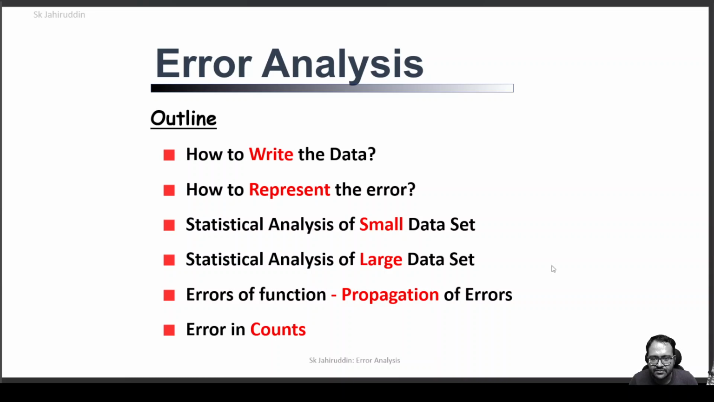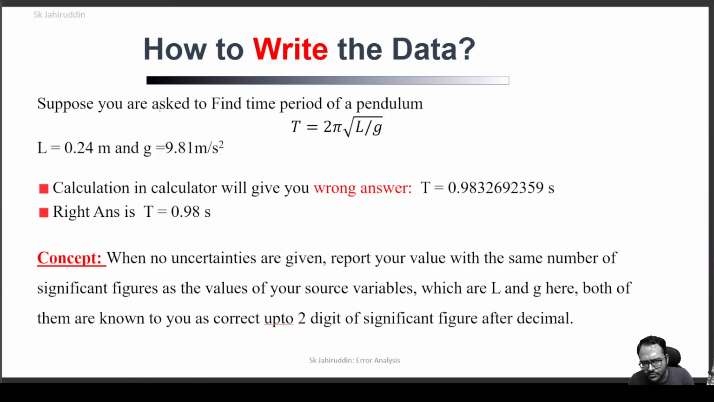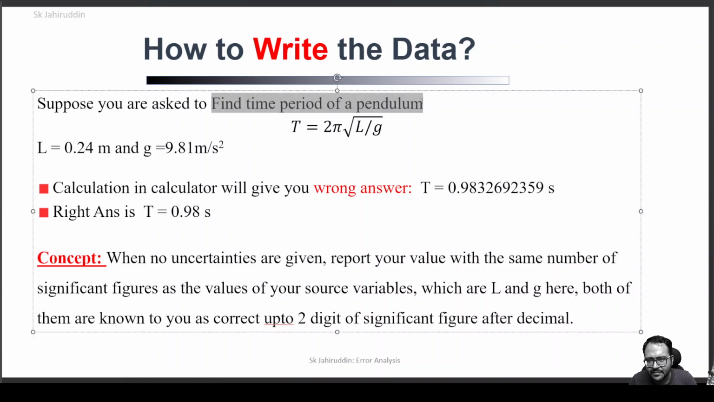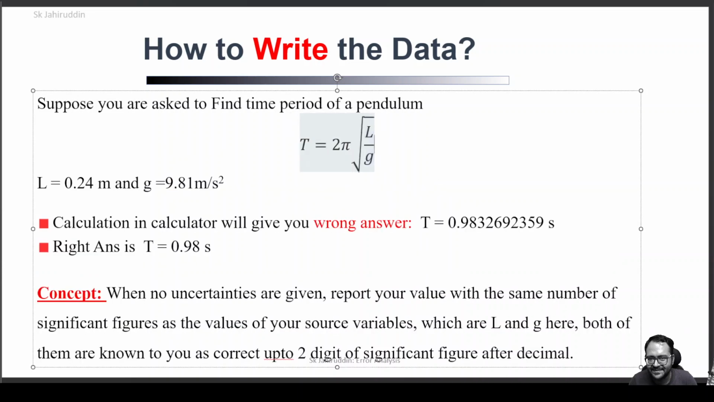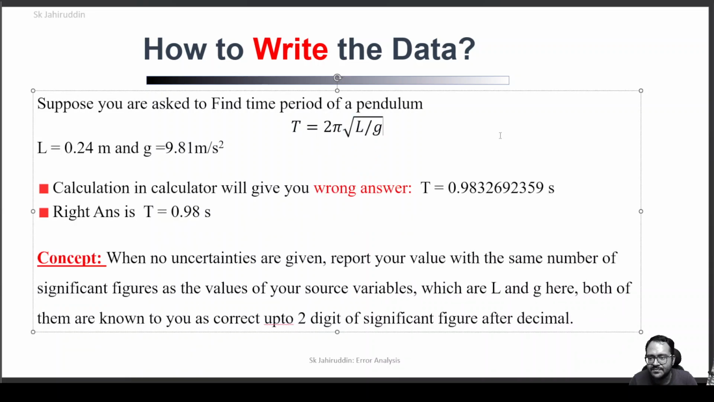Now, first let's start with how to write the data. Suppose you are asked to find the time period of a pendulum. You know that the time period of a pendulum is T equals 2 pi square root of L by g. Suppose you are given that L is 0.24 meter and g is 9.81 meter per second squared.